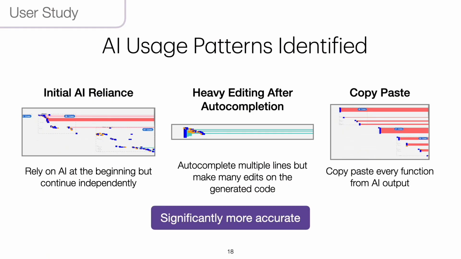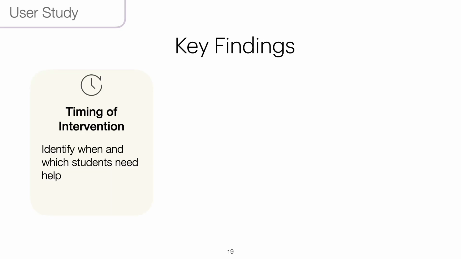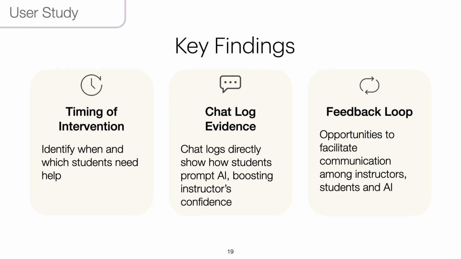Overall, participants were significantly more accurate in answering quiz questions using Editrail. In addition, our study revealed three key findings. Instructors could identify when and which students needed intervention. Chat logs give direct evidence of how students prompt AI, boosting instructors' confidence. The system opened opportunities for facilitating a feedback loop between instructors, students, and AI.